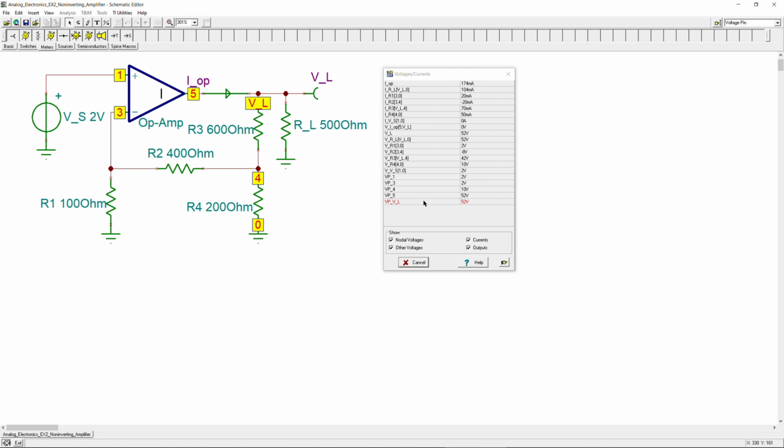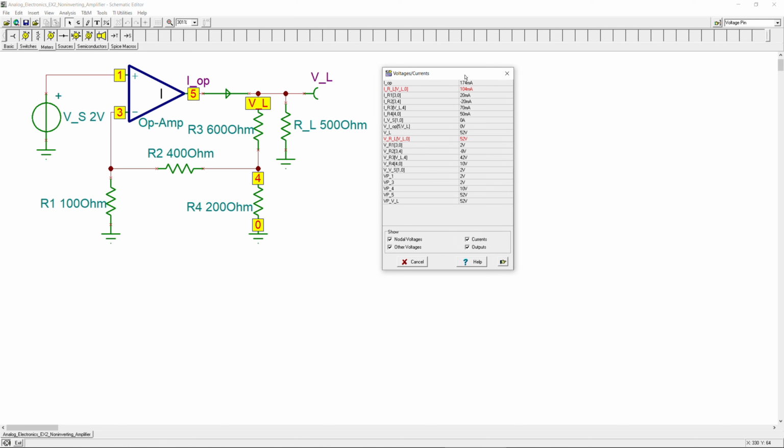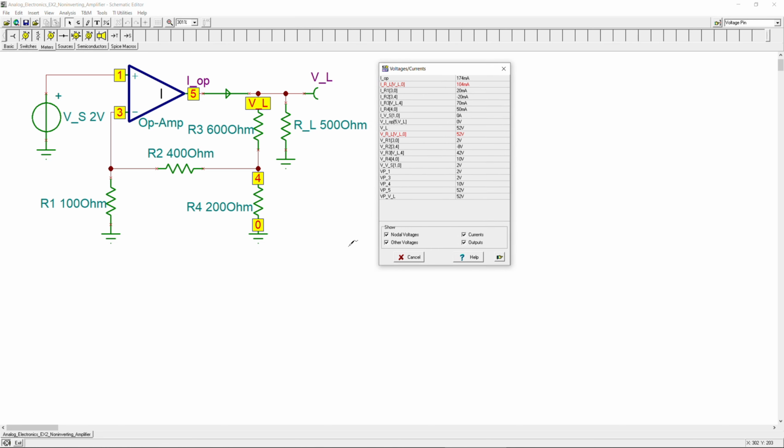You can see it is 52. Or the component itself, then you get the current and also the voltage together. You can also get here what the IOP is, that's actually shown here, the top one, 174. So everything actually is shown here, VL also, and also the VP_3, which is 2 volts as discussed in the previous discussion using the simulation results.